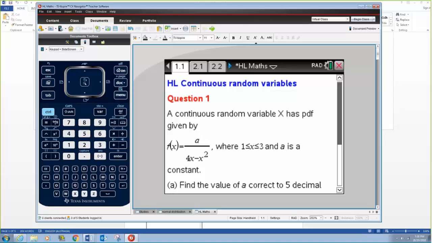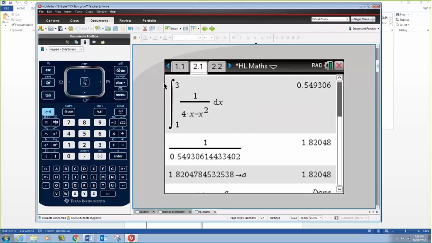We know that the area between 1 and 3 needs to be equal to 1. So what we can do is find the area between 1 and 3 first, and then find 1 over that and store this value. So I'll illustrate again how we would do that.